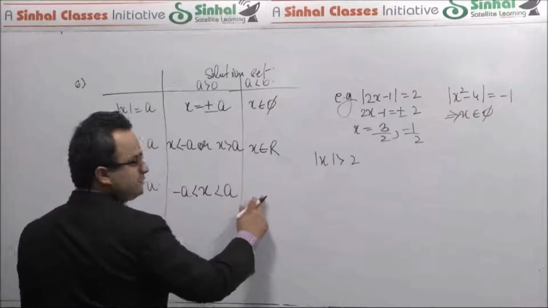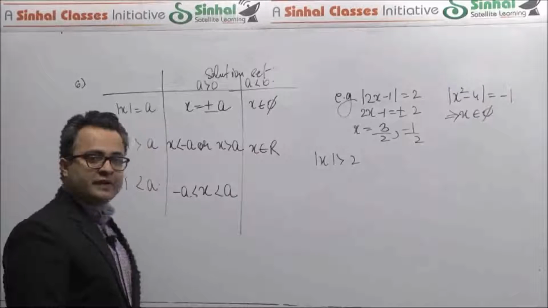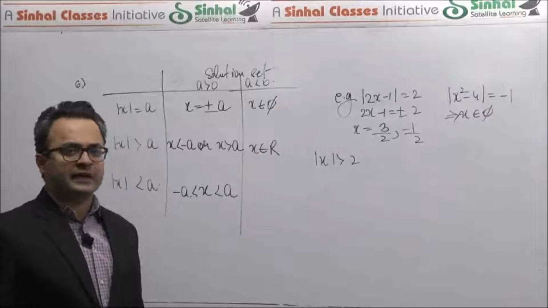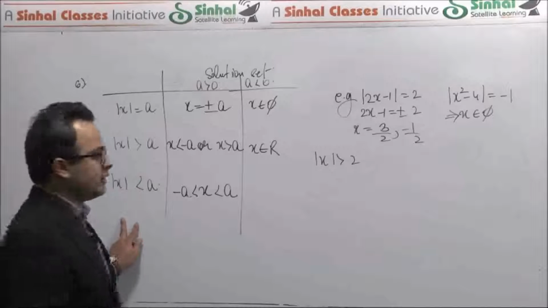And over here, if a is a negative number, so mod of x less than minus 2, we'll again say the same thing, that mod of x cannot possibly be negative. So again, when a is negative, this inequality will have no solutions.